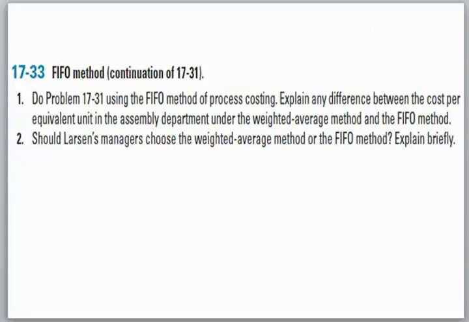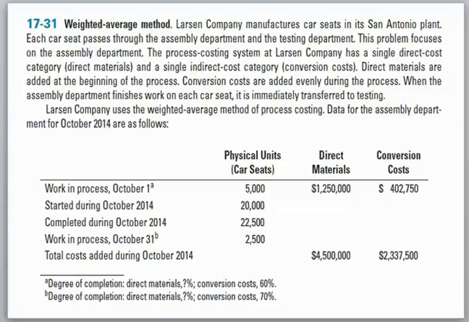Let us solve on FIFO method. Continuation of 17-31. Do problem 17-31 using the FIFO method of process costing. Number 1: explain any difference between the cost per equivalent unit in the assembly department under the weighted average method and the first-in, first-out method. Number 2: should licensing managers choose the weighted average method or the first-in, first-out (FIFO) method? Explain briefly. Here is the problem.